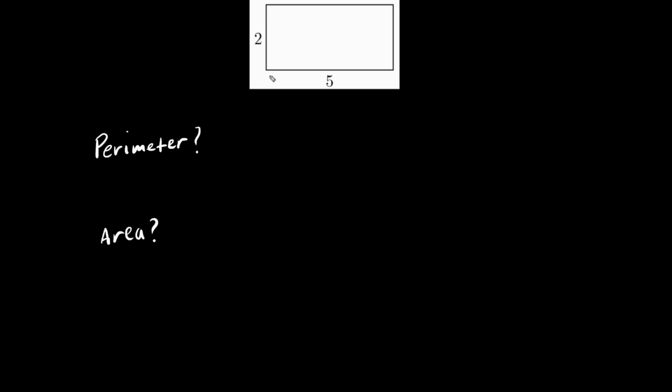What is the perimeter of this rectangle? We have 2 on one side and 2 on the other side, and we have 5 on the bottom and 5 on the top. So the perimeter, P, equals 2 plus 2 plus 5 plus 5, which is 4 plus 10, which is 14 units.